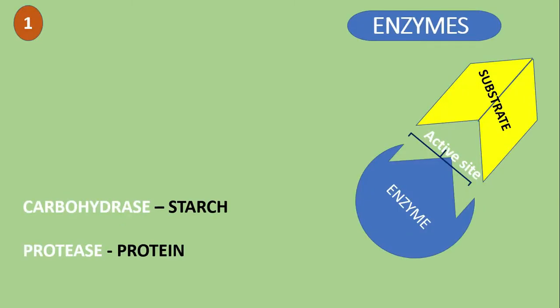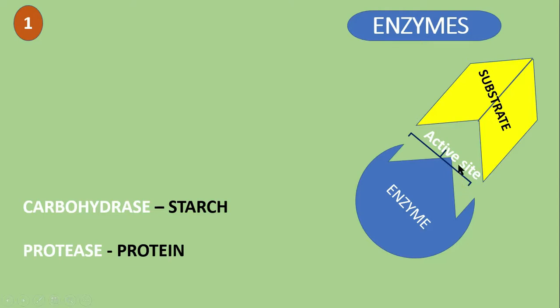The first property of an enzyme is that enzymes are specific. Here we have carbohydrase acting on starch, and carbohydrase will never act on protein. Likewise, protease will never act on starch. One of the reasons for that is that enzymes have what we call an active site, and here you're seeing an enzyme and of course the active site.